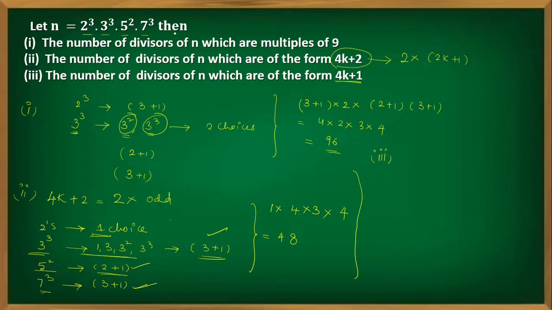Now let's say you have 5. If I take one more 5, 5 into 5 is 25. What is this? This is 4 sixes are 24 plus 1. It is also of the form 4k plus 1. So 25 is also one of the divisors which is of the form 4k plus 1. So like this, how many divisors are there of the form 4k plus 1? You need to calculate that here. Okay, how to do that?